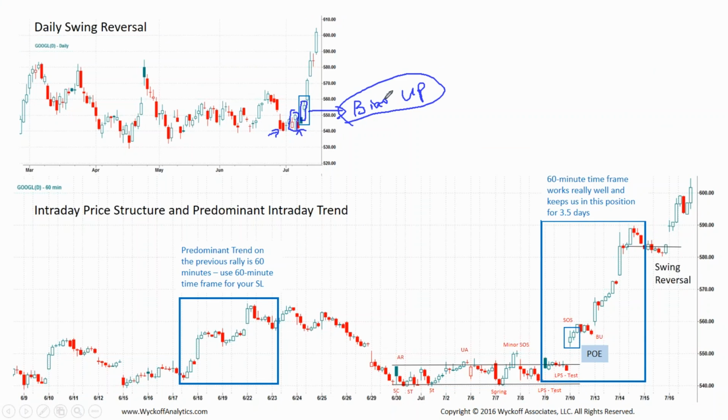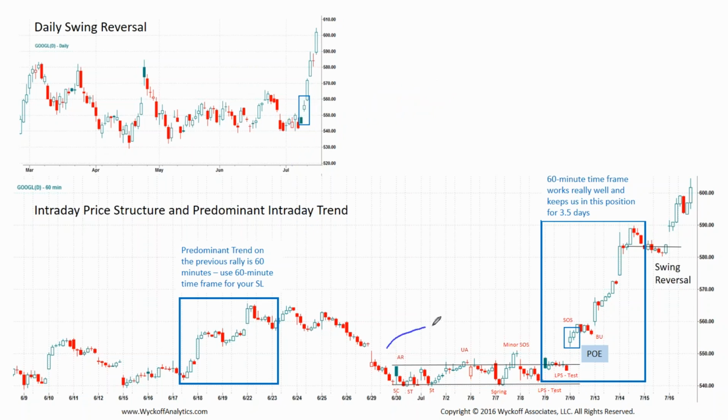We're logically going through all of the steps. We looked at the long-term picture, we looked at the shorter-term picture, now we're looking at an even shorter-term picture right here. Now we're going to look at the intraday action of this area right here.